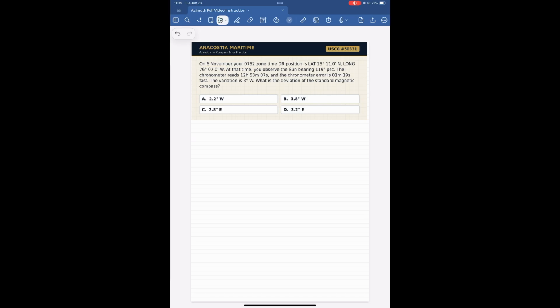All right. First thing first, I see what is the deviation of the standard magnetic compass. I automatically know that, hey, this is an azimuth problem. The second thing I think, oh, an azimuth problem. What kind of azimuth problem? And here it says the sun. Since I've been doing this for years, and even since day one, it's about the reps. It's about repetition. And the way I lay out my problem is the same exact way every time. Let me show you.